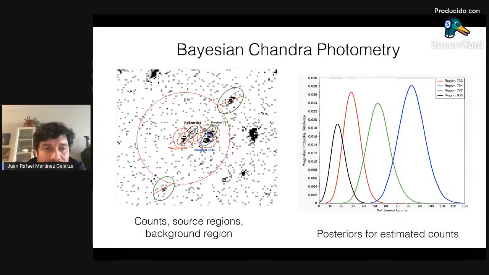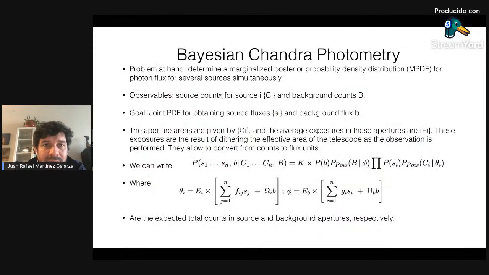But what's interesting is that you have a single data set that basically has these events that have been recorded here. You know that there is more than one source there, and you know also that there's a background region, and you're trying to determine what is the most likely flux for each of these objects. In order to do that, you can define a model, and the model you define is basically a Bayesian model of probabilities. We want to determine the marginalized posterior probability density functions for the photon flux for several sources simultaneously.